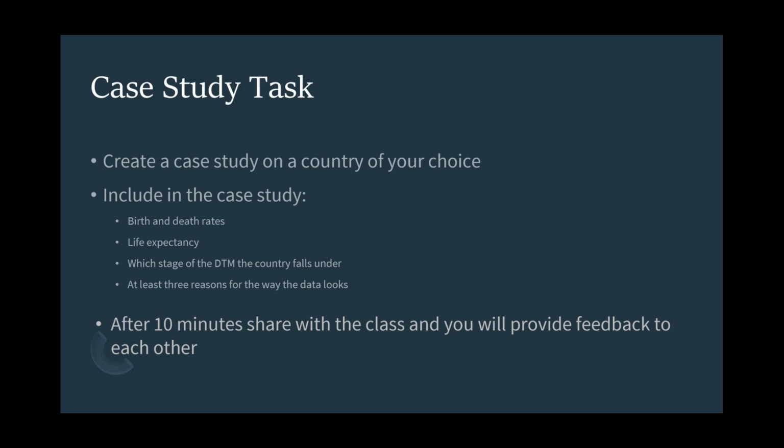You're going to create a case study on a country of your choice, whichever one you want. And in that case study, you have to include birth rates and death rates, life expectancy of that country, which stage of the DTM the country falls under, and then 3 reasons for the way the data looks, kind of basing it off some of the reasons which we shared so far. And you have to find that specific to your own country.